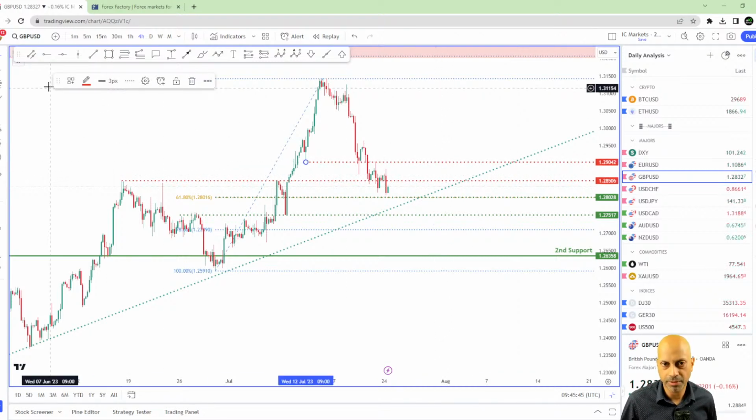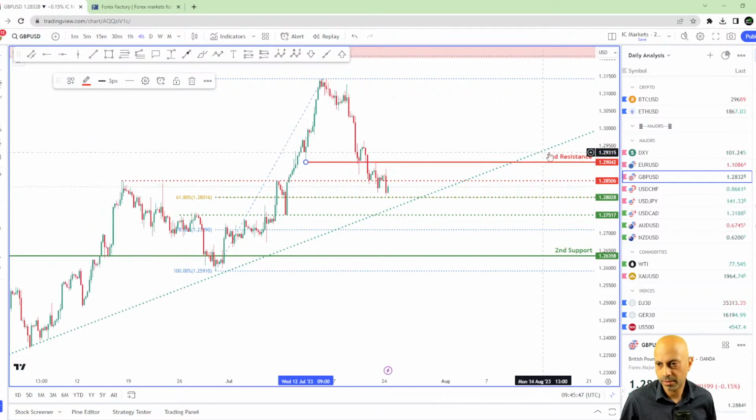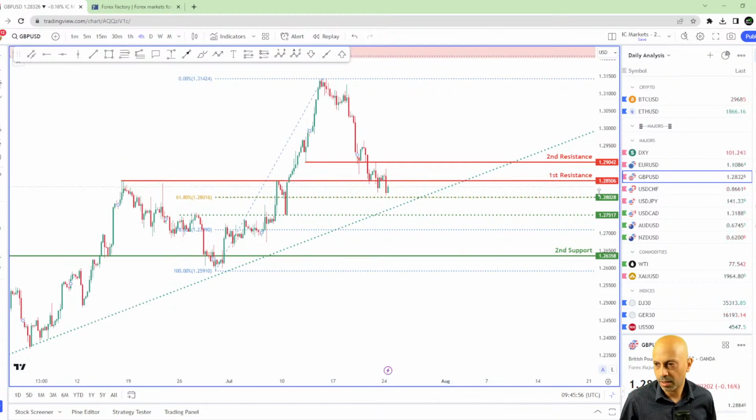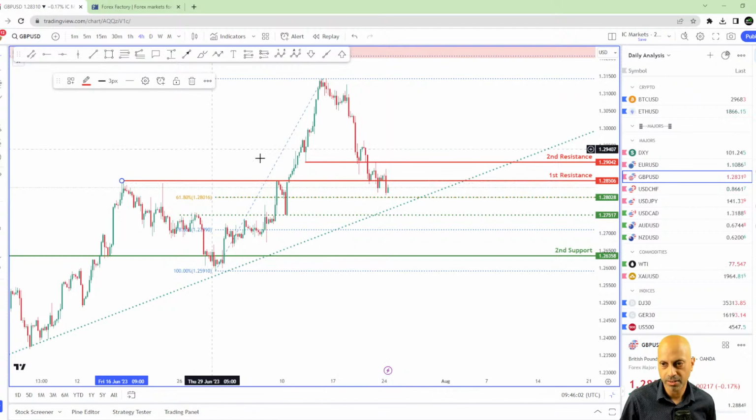So let's just label everything more clearly. Second resistance is at 1.2904. We can see a nice overlap here. First resistance is now at 1.2850. This was previously the first support, so now we've identified it as the first resistance on the H4 time frame.